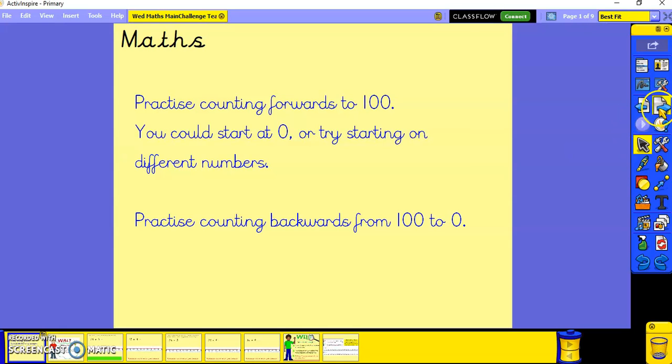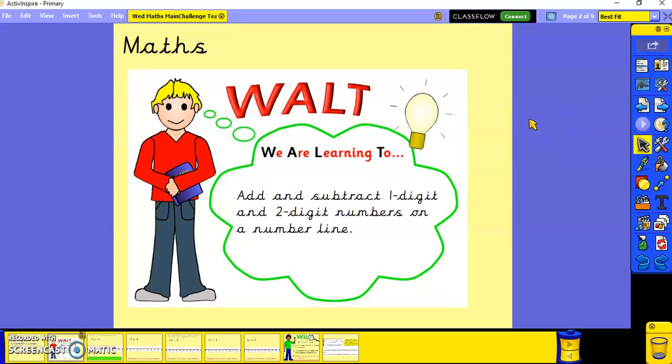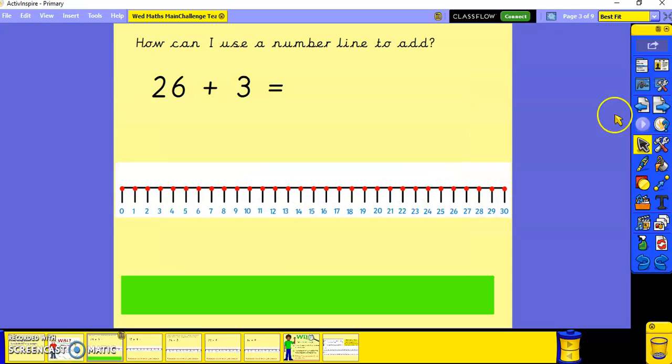So let's have a look at today's main learning. So today we are learning to add and subtract 1-digit and 2-digit numbers on a number line. Now I know that we've touched on this a little bit so far this year, but it's always good to have a bit of a refresher. So how can I use a number line to add?